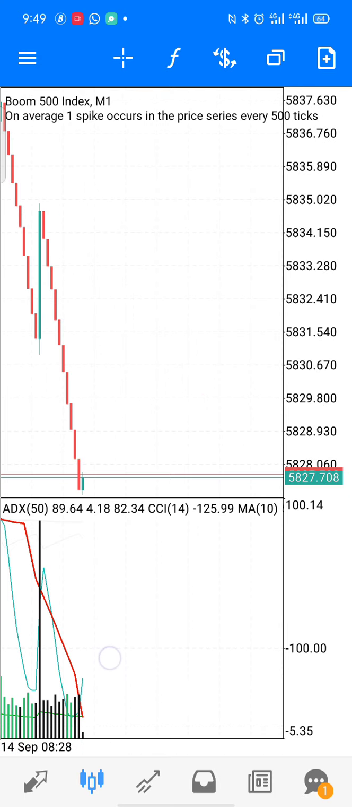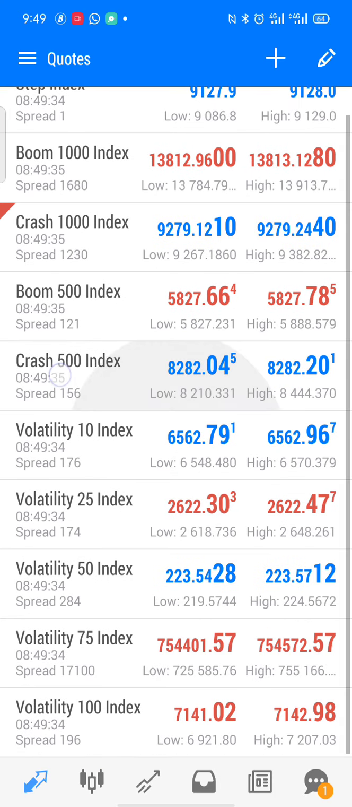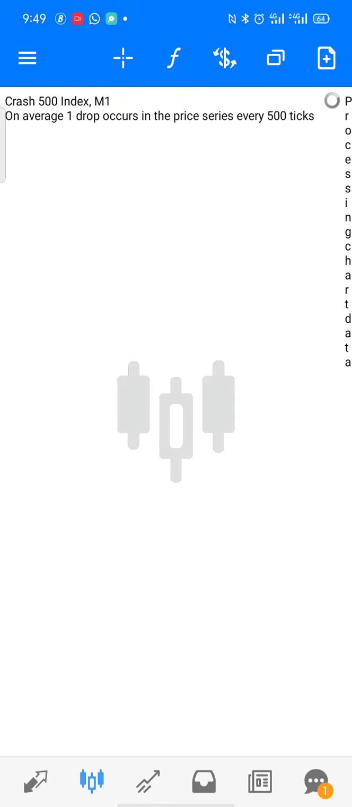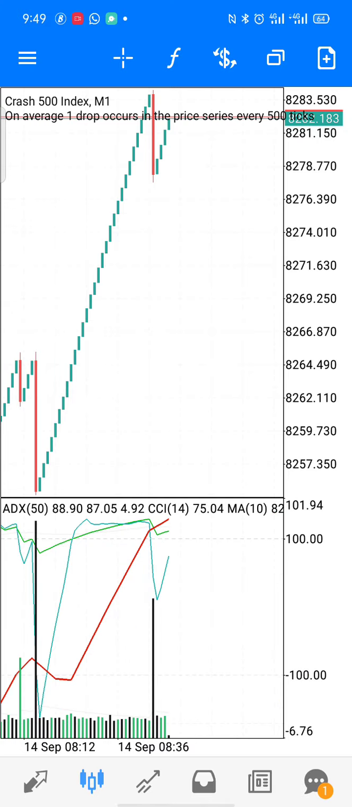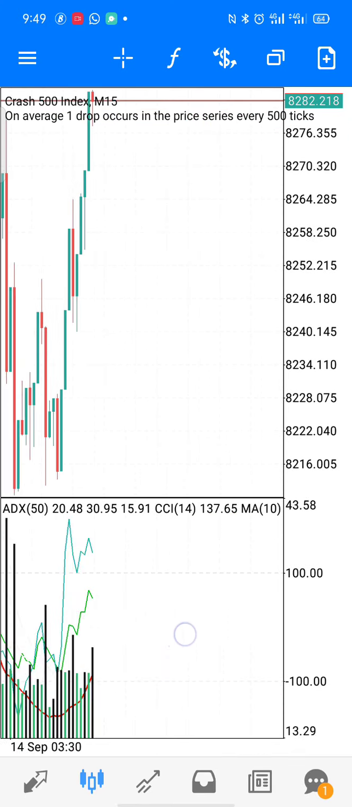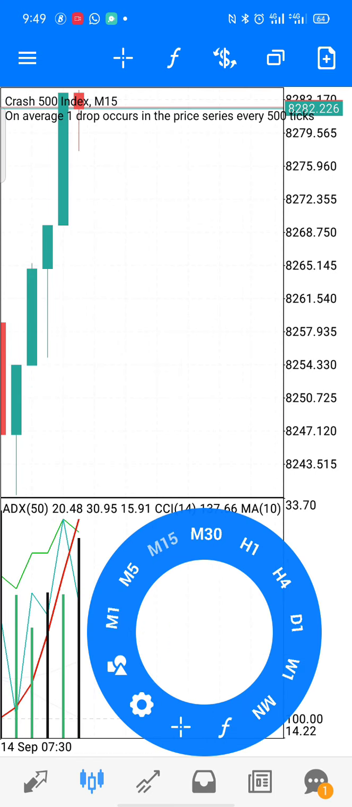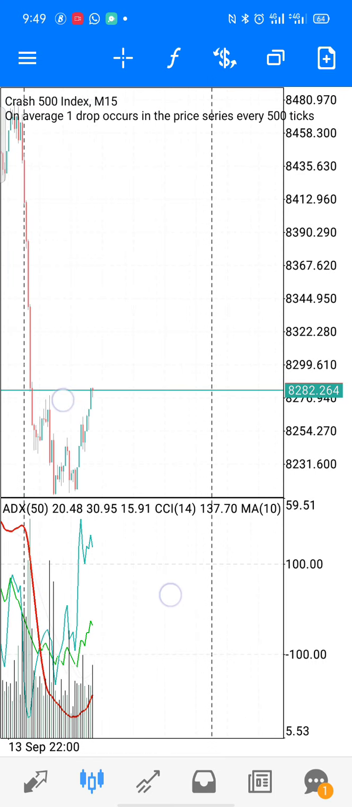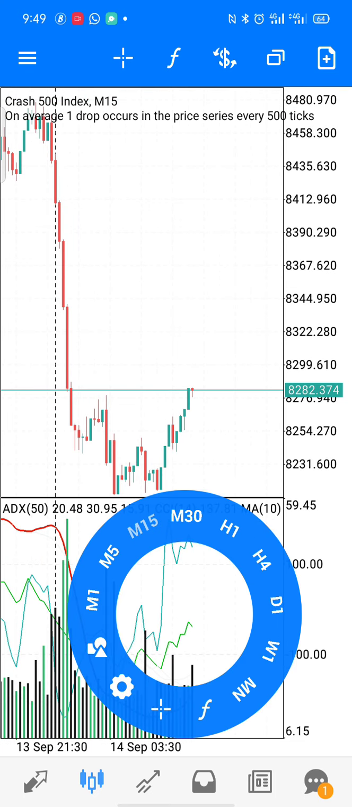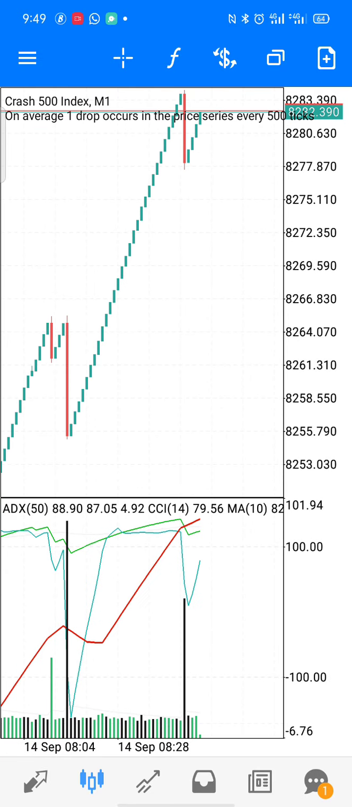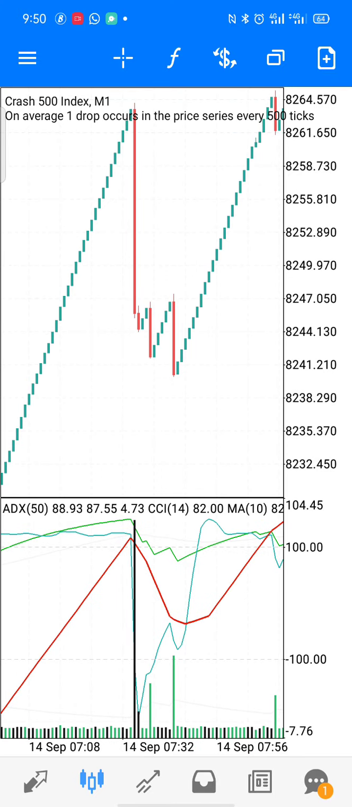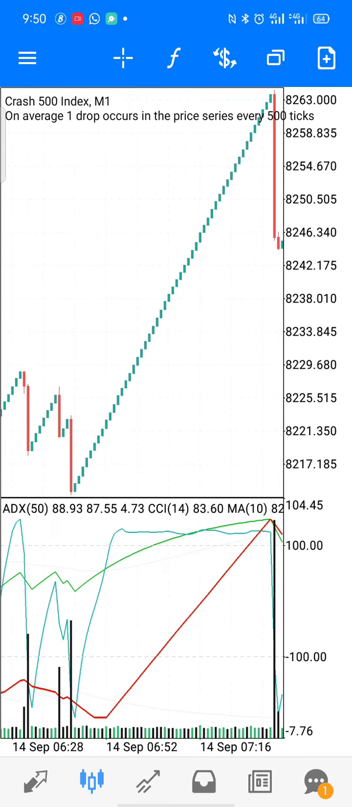Okay. Check Crash 500. Crash 500 is not on the condition, guys. I feel like it's gonna spike again because it made one spike and it gave us a black bar. Okay, let's watch.